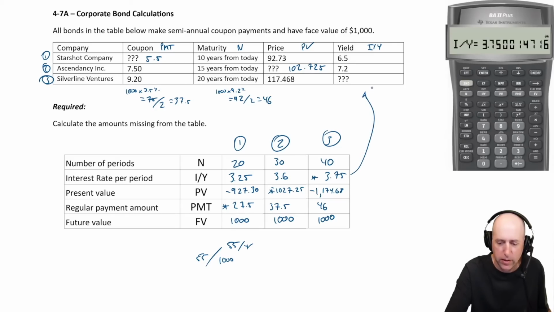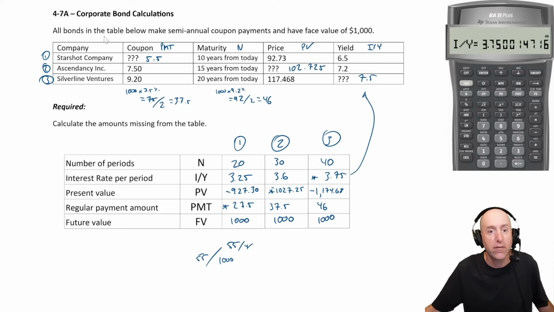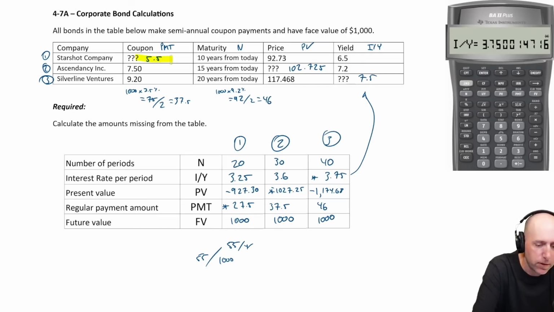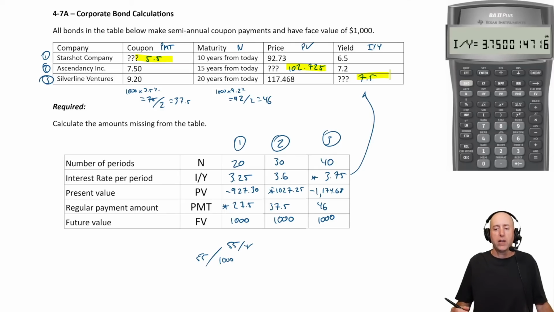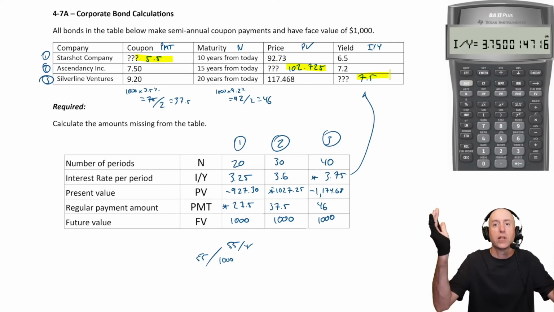Now remember, to get it into the table, 3.6 was 7.2 in the table. 3.25 was 6.5 in the table. Well, 3.75 is 7.5 in the table. And there we have it. We've solved them. Our PMT for the first one is 5.5, or our coupon rather. Our price for the second one is 102.725, and our IY for the third one was 7.5.